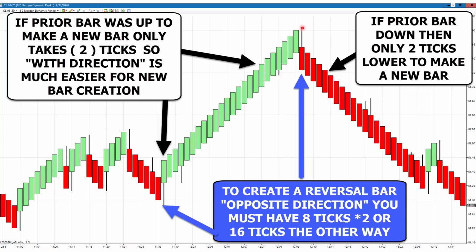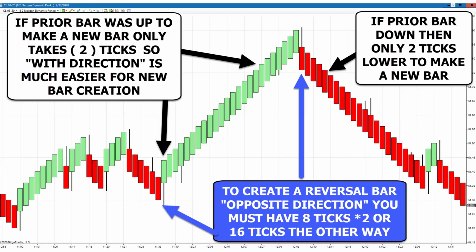And then finally, at some point, we're going to make 2 times 8 ticks. So we're going to make 8 ticks down and then 8 ticks down again, which is 16 ticks. And then we'll start making down bars. And if the prior bar was down, it only takes 2 ticks to make a new bar. Ultimately, it's going to take more than 16 ticks to make a reversal bar.